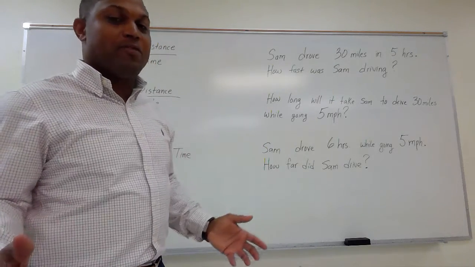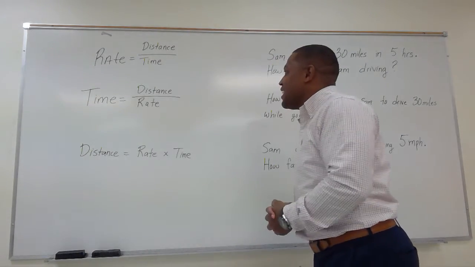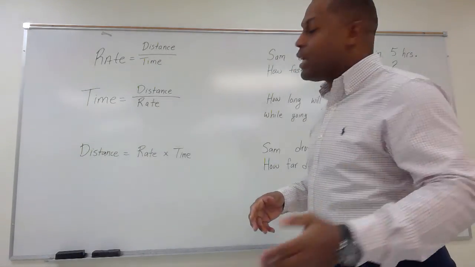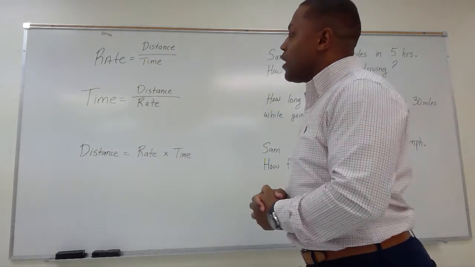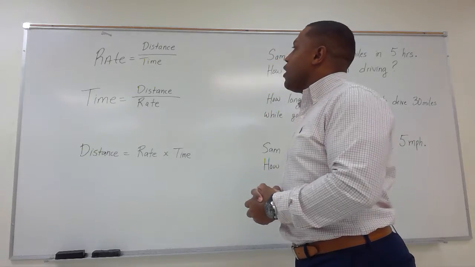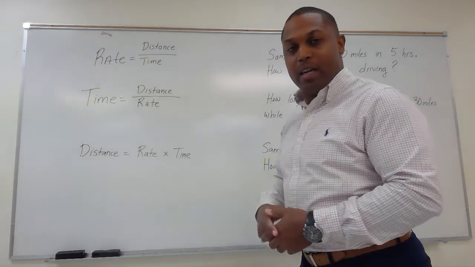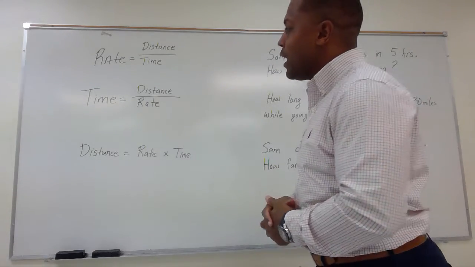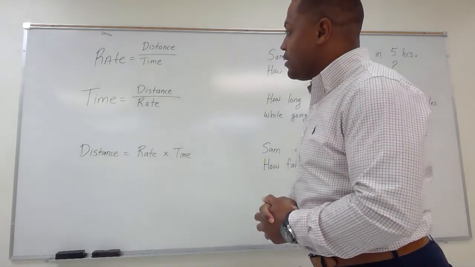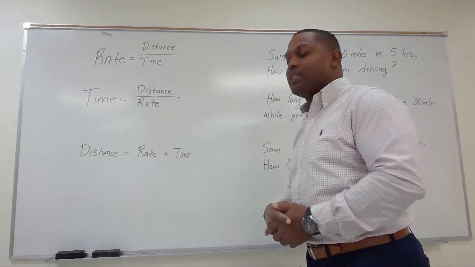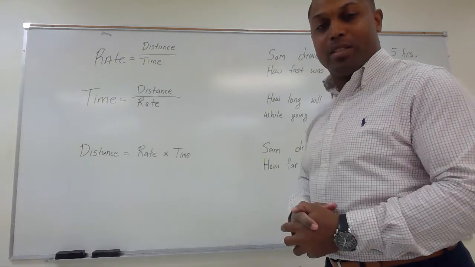Let's talk a little bit about finding distance, rate, and time. Okay, let's get it going. So let me just start by saying this. If you're looking for rate, which is also the same as speed, rate of speed, well, finding the rate is distance divided by time. Finding time is distance divided by rate. And finding distance, in order to do that, you must do rate times time.